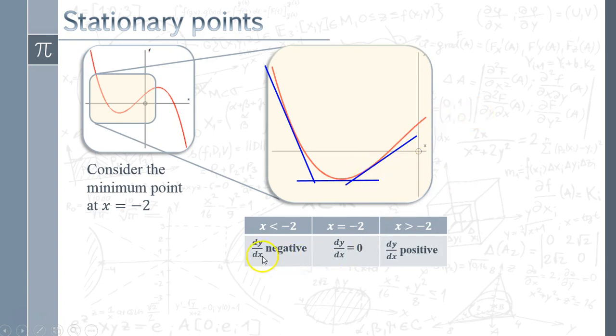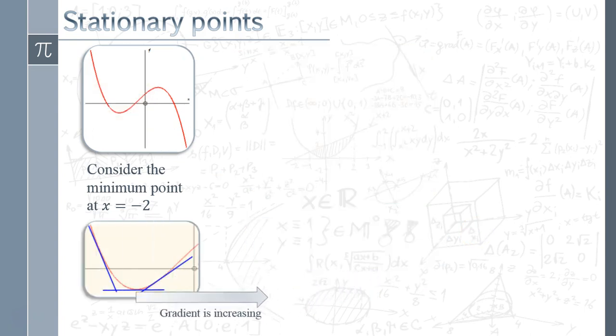And if you look at what's happening, the gradient has gone from negative to 0 to positive, which means effectively that as x has increased, as we've gone from x being negative through -2 and then beyond -2 towards the positives, we can see that the gradient of the curve is increasing. So it's gone from negative to 0 to positive. The gradient is getting bigger, effectively.